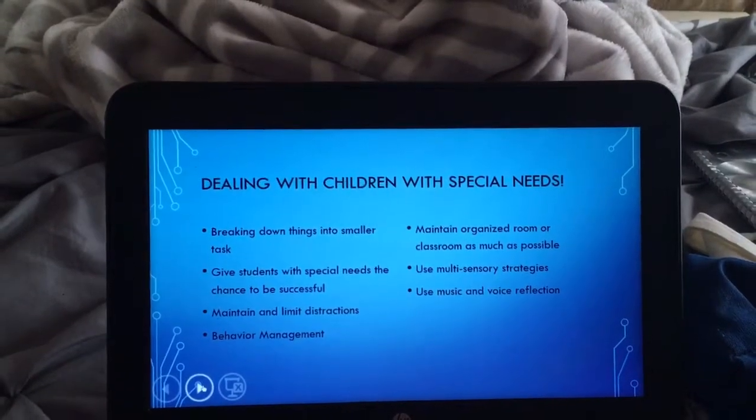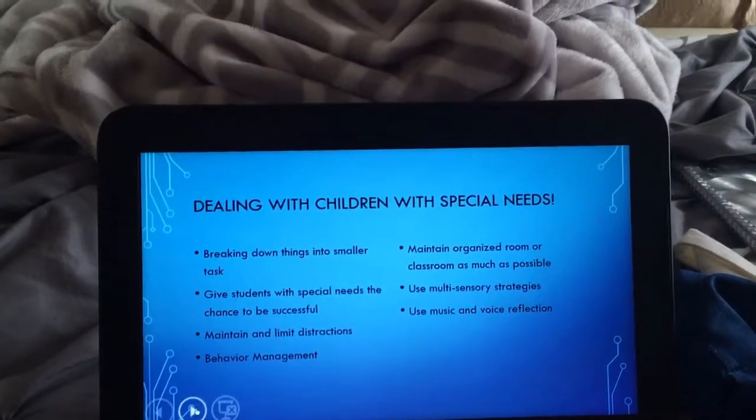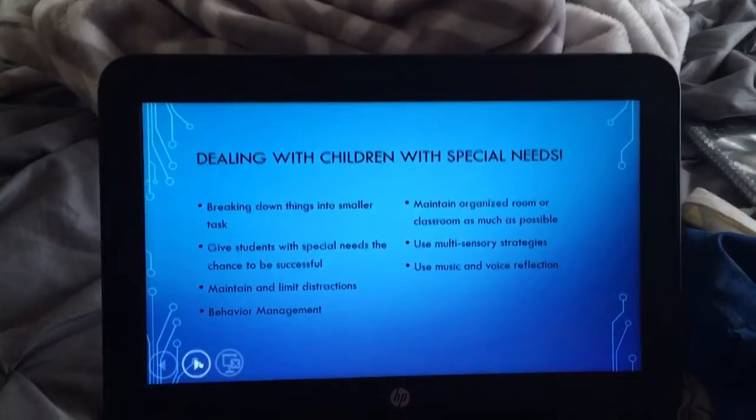Maintaining an organized room. This falls within distractions. This also is where you create a checklist throughout the day of what happens and breaking things down day by day.